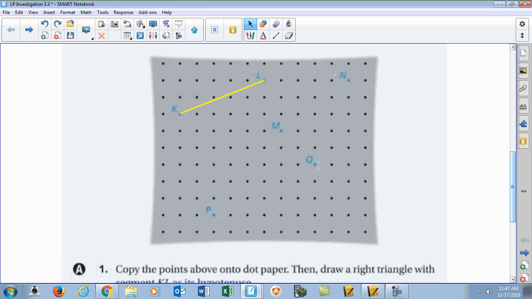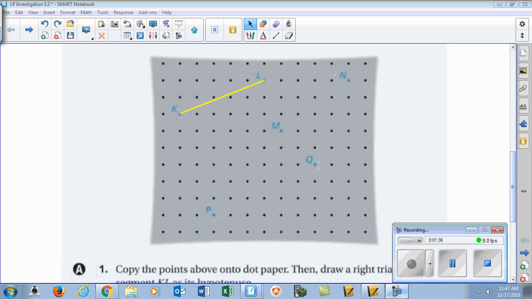So you're going to find me the lengths of the legs, and then using the Pythagorean Theorem, find me the length of KL. So I'm going to pause the video, and you guys are going to take about 5 minutes and see if you can find the length of KL with your people at your table. All right, so let's go ahead and do that.